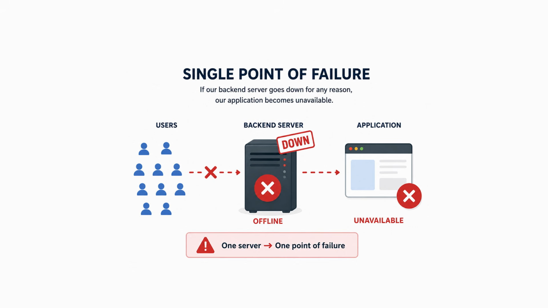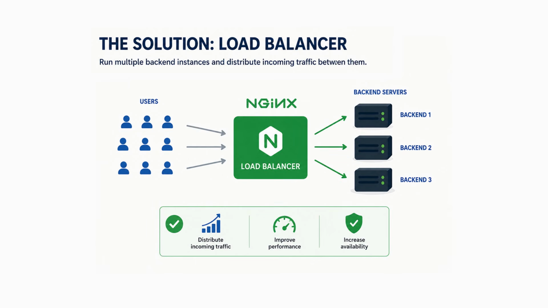There is also another problem. If our backend server goes down for any reason, our application becomes unavailable because we have no other backend instance to handle the requests. So instead of relying on one backend instance, we can run multiple instances of our backend application on different servers and distribute the incoming traffic between them. This is where a load balancer comes in.